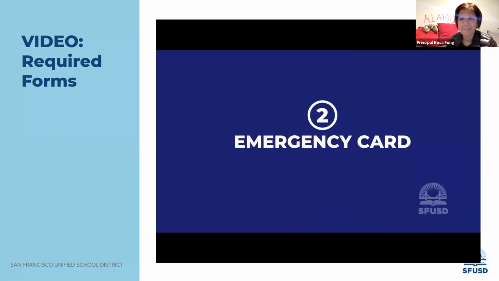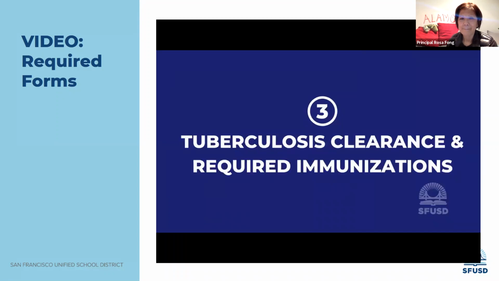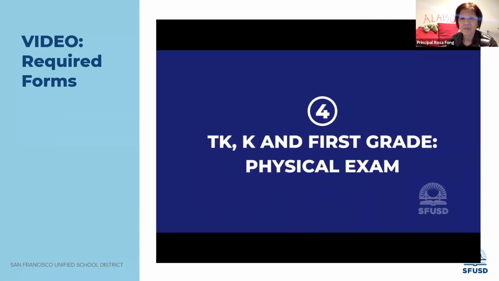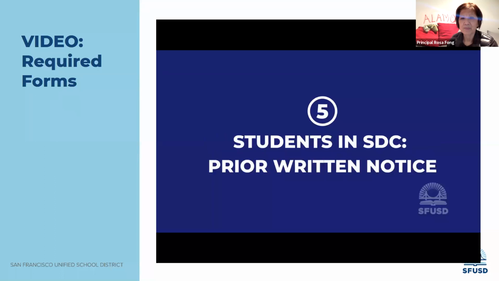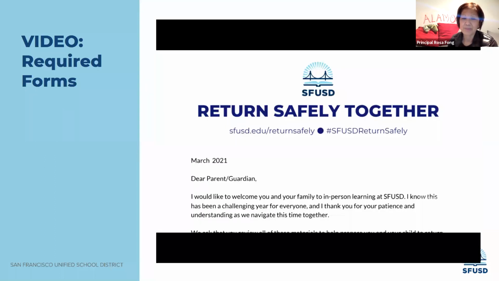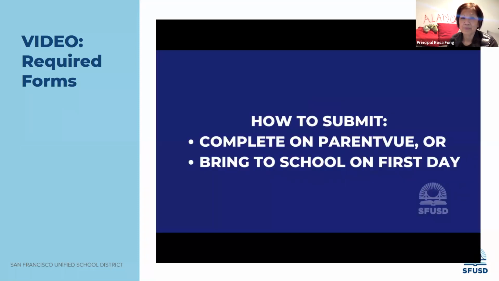2. Your emergency card. 3. Your tuberculosis clearance and a record of required immunizations. 4. Students in TK, kindergarten, and first grade must also complete a physical exam. 5. For students in specialty classes, your prior written notice. These forms can be found in your Return to In-Person placement packet. You may complete them on Parent View or bring them to school with you on the first day.